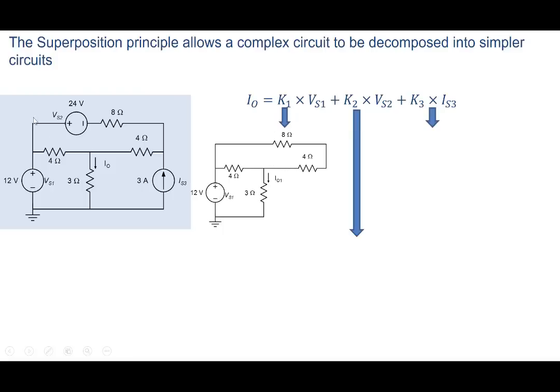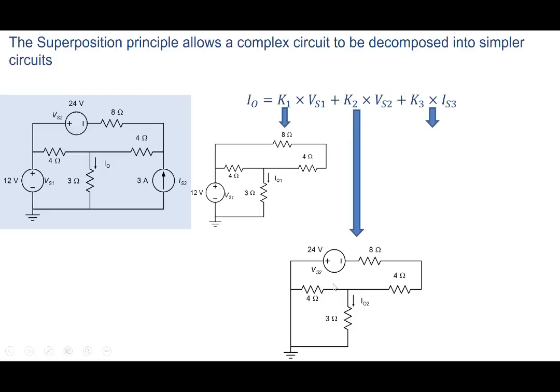And note that because we have removed this source here and this source here, the circuit becomes considerably simpler. In fact, by series and parallel resistors, you can find out I01. Similarly, if you want to find out what is this K2 here, what you do is you put VS1 equal to 0 and IS3 equal to 0. So you get a circuit like this here. VS1 has been shorted and IS3 here has been open circuited. So again, you get a simpler circuit here. And you solve this circuit to determine K2.